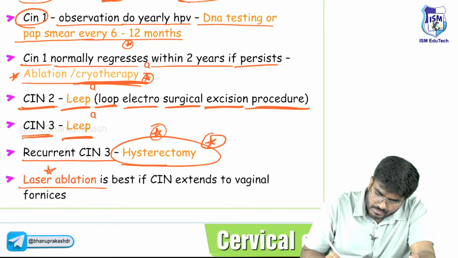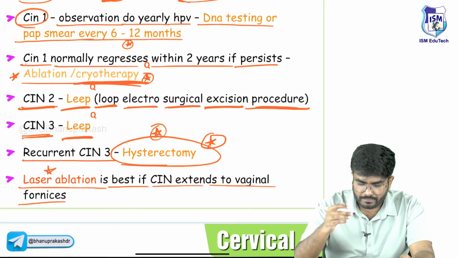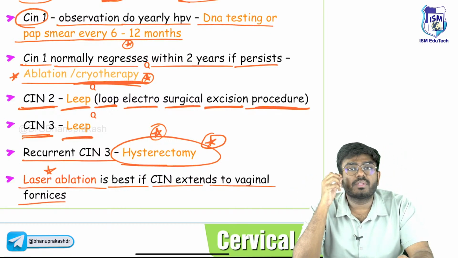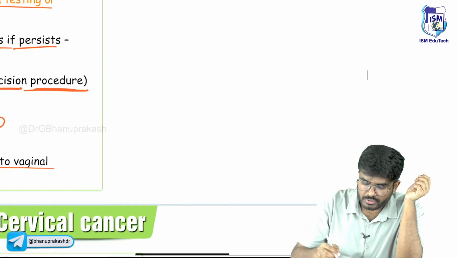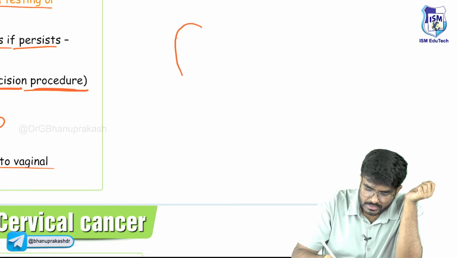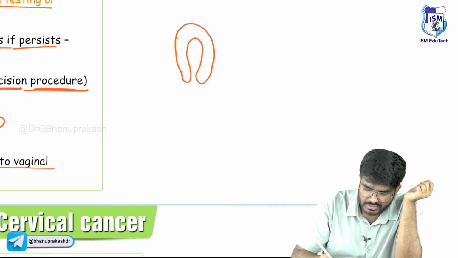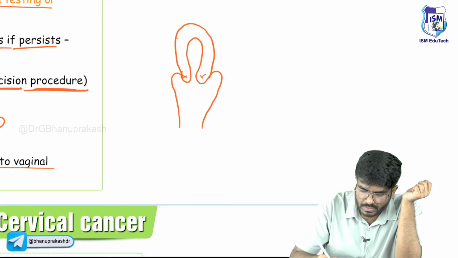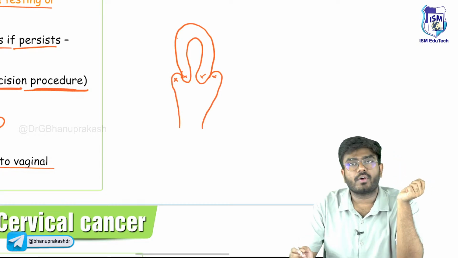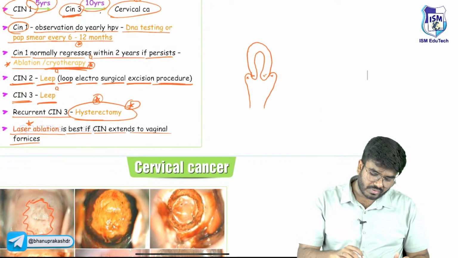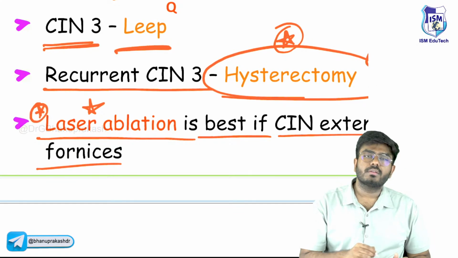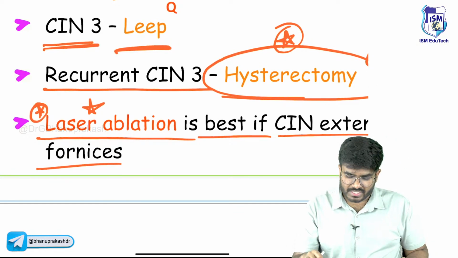Laser ablation is the best if CIN extends to the vaginal fornices. If this CIN, cervical intraepithelial neoplasia, is extending into the vaginal fornices, let me show you what the vaginal fornix is. For example, this is the uterus and cervix. Here I am showing this is the cervix, the cervical area. And here will be the vagina. Now these are the fornices, right? Vaginal fornices. If the CIN is extending into the vaginal fornices, then you can go with the laser ablation. By using the laser, you can cause the ablation of the dysplastic areas.